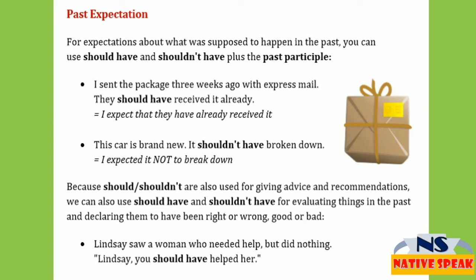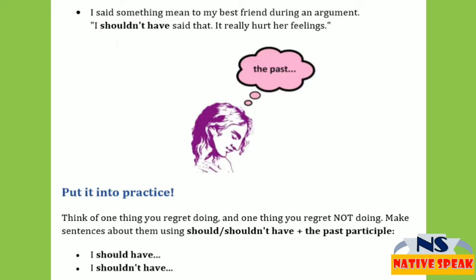Because should and shouldn't are also used for giving advice and recommendations, we can also use should have and shouldn't have for evaluating things in the past and declaring them to have been right or wrong, good or bad. For example, if your friend Lindsay saw a woman who needed help but did nothing, you could say, "Lindsay, you should have helped her." If I said something mean to my best friend during the argument, I could say, "I shouldn't have said that. It really hurt her feelings." I am looking back at the action in the past and declaring it to be right or wrong.